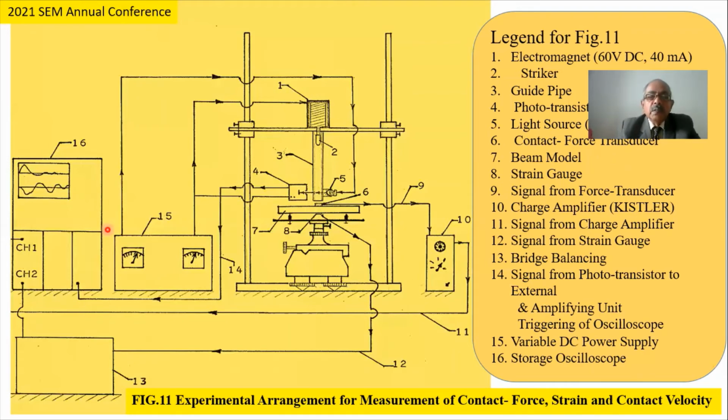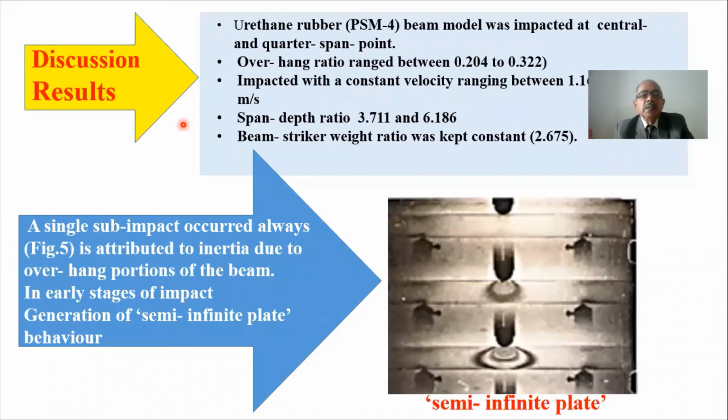So this is the situation for the dynamic photoelasticity using a urethane rubber beam model at the central and quarter span impact points. The overhang varies from 0.24 to 0.322, and impact is with a constant velocity ranging from 1.12, and the value is less than 2 meters per second in any case. The span depth ratio varies from 3.711 to 6.186. The beam striker weight ratio is always constant.